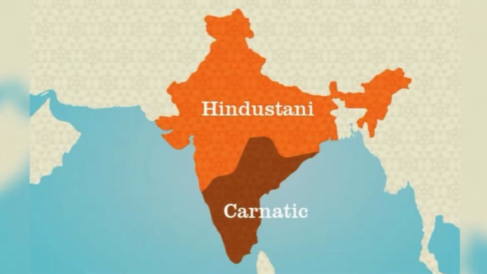So, the history of Indian classical music. There are two sides, basically divided geographically. We've got the north, which is Hindustani, and the south, which is Carnatic. What we're going to talk about today is the Hindustani style of music.